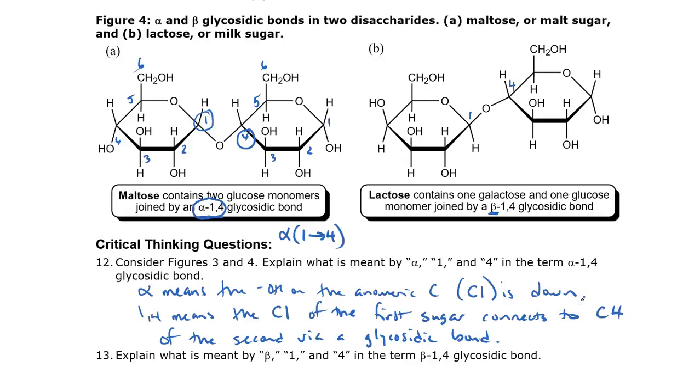Okay, I wrote 2 sentences. Alpha means the O on the anomeric carbon, C1. That's not chlorine, that's C1. C1 is down, so that O is down, but it's not OH in this case, so I guess we would just say O. The O on the anomeric carbon is down. And 1, 4 means that C1 of the first sugar connects to C4 of the second via a glycosidic bond. So that's what a glycosidic bond is when you connect the anomeric carbon to an OH group on another sugar.